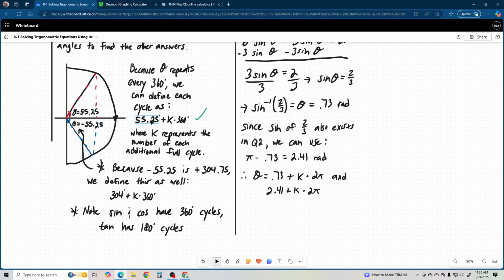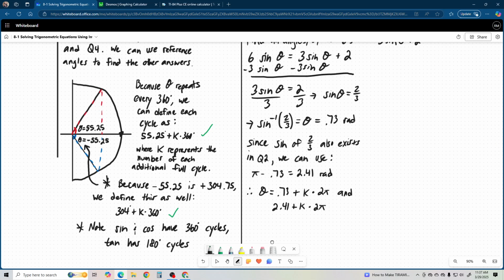So this one was 55.25 plus k times 360. We can also define this as 304.75 plus k times 360, because if it goes to here, it can also go another revolution and then another revolution. And both of these will give us positive values for our cosine. So we have to account for both. Both of these answers are correct. So it's not only the 55.25 plus k times 360, it's also our 304.75 plus k times 360.